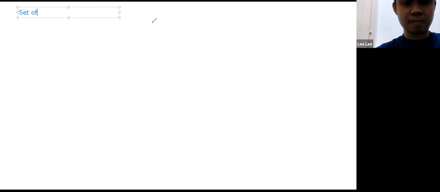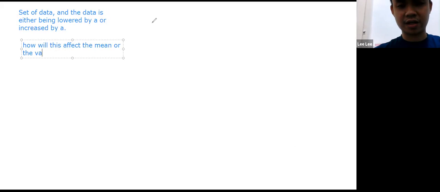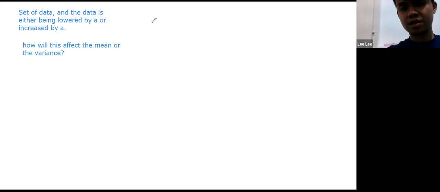Now, let's say you have a set of data, and the data is either being lowered by A or increased by A. How will this affect the mean or the variance? Okay. Before we talk about increasing or decreasing, the question is why? Why you have to increase or decrease the data by a value? So to simplify the calculation, we have to do that.